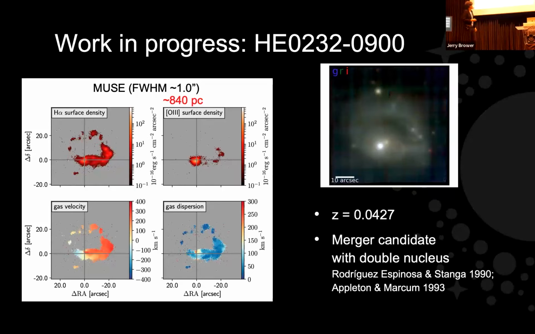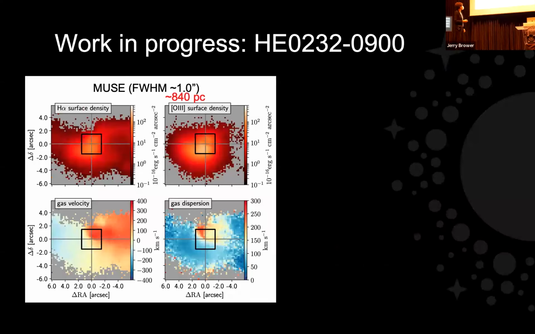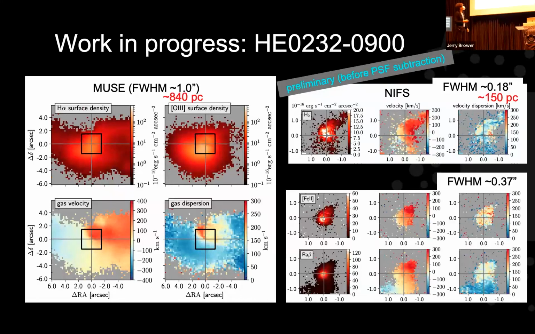This galaxy has very complex kinematics, especially if we zoom again into the center. You can see that, of course, in the double nuclear region, both the gas velocity and gas dispersion are very complex. Then again, I show here the preliminary NIFS data, where we also see very extended gas emission with similarly complex kinematics, and the analysis together with the MUSE and VLA data, especially with respect to the kinematics, is now ongoing.